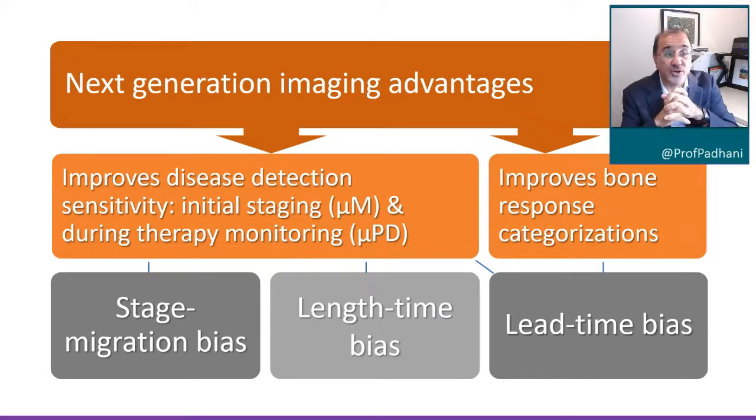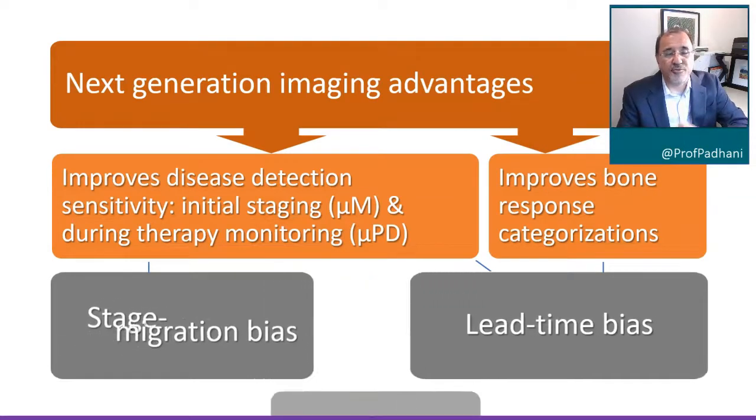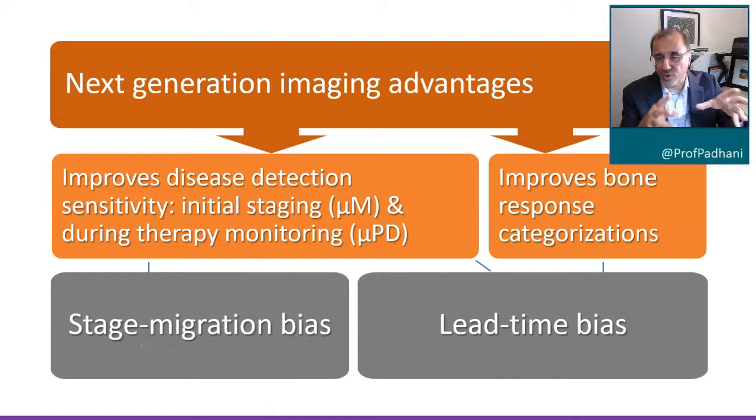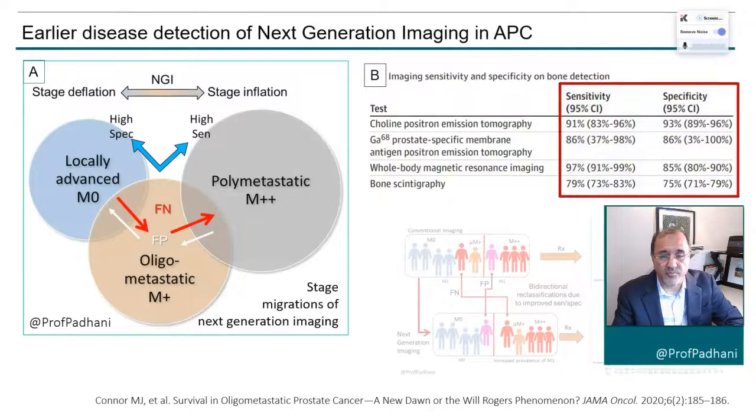Well, next generation imaging technology, we said, improves detection sensitivity, in other words, microscopic metastatic disease, and it improves the depiction of microprogressive disease. We also know, in fact, that it can improve bone response categorizations, which we'll talk about shortly. And this can lead to three major biases: stage migration bias, length time bias, and lead time bias. Now, from an advanced prostate cancer perspective, the two that we need to focus in on is stage migration and lead time bias.